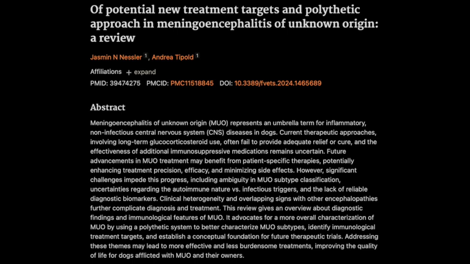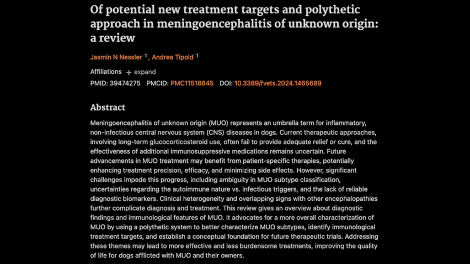And that there's a link to a specific MHC2 haplotype. Can you explain a little bit about MHC and how that might play a role in MUO? So MHC2 is a protein that's involved in the immune system, and it helps to present antigens to immune cells. Certain MHC haplotypes have been linked to an increased risk of autoimmune disease, not just in dogs, but also in humans.